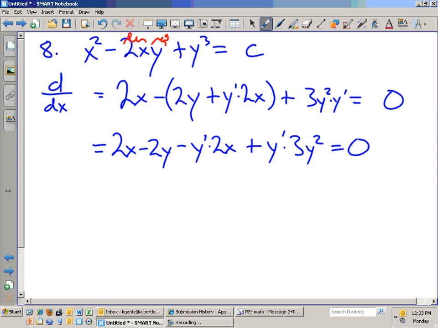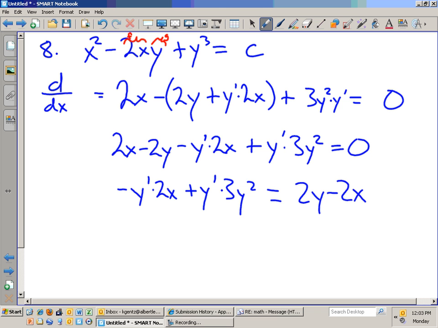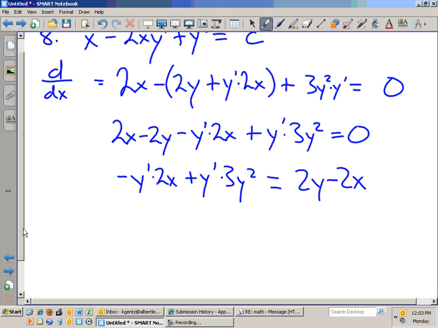Gather everything that doesn't have a y prime on one side, everything that does have a y prime on the other side. So it looks like I have a negative y prime times 2x plus y prime times 3y squared equals what? 2y minus 2x? Okay, so I moved stuff over to the other side.